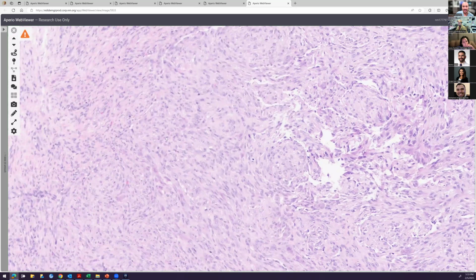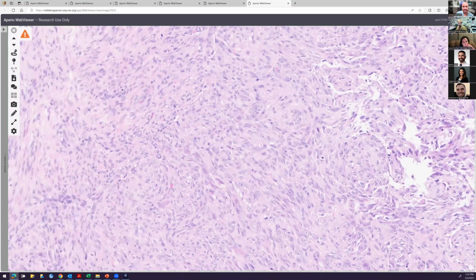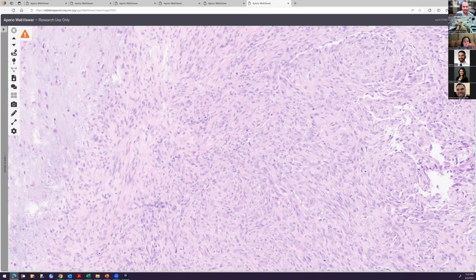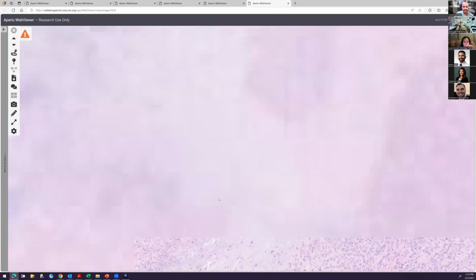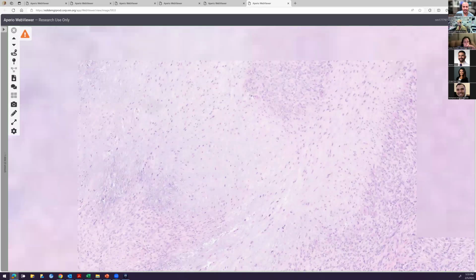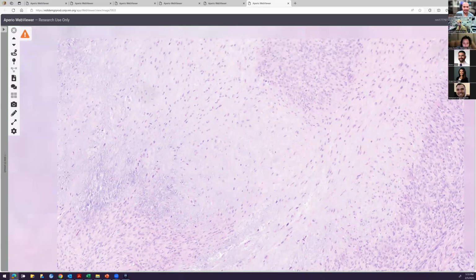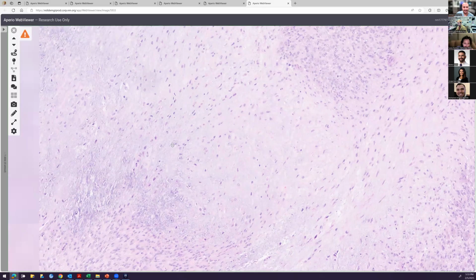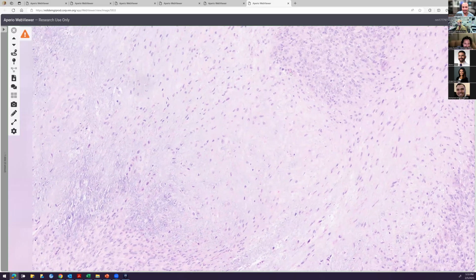If you were to see this in other contexts, it could be a number of different spindle cell lesions, certainly leiomyoma. But then what about what's going on over here? Is this cartilage, like a chondroid matrix? Yeah, almost chondroid. Could it be chondroid? There are a few giant cells around the edge.